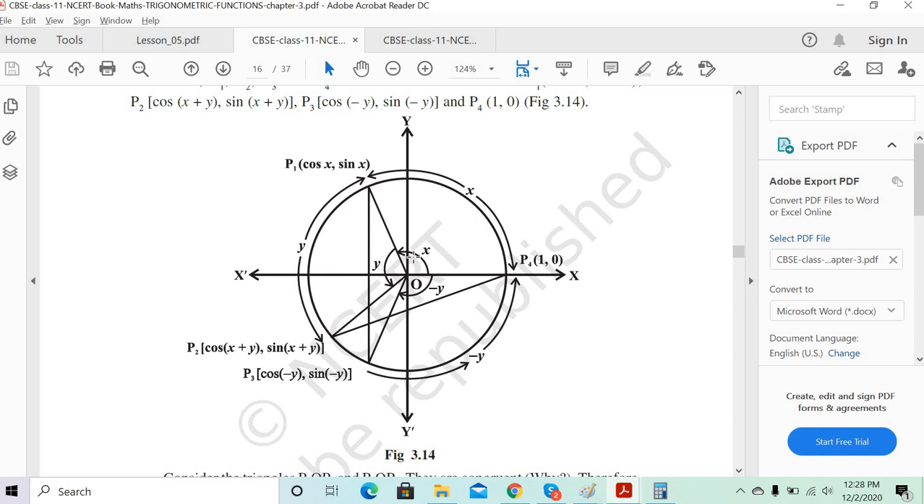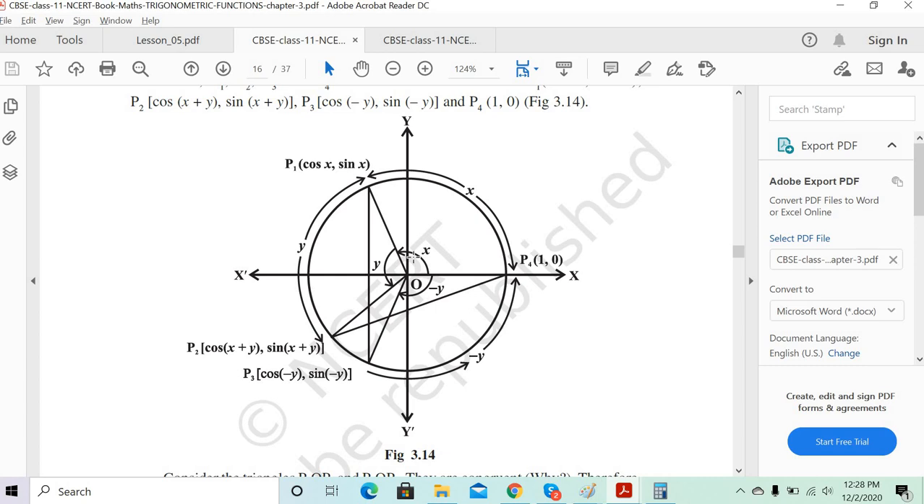Now, in the second part, OP is going in the clockwise direction. See, the arrow is in the clockwise direction. So that's why there's a negative angle, minus y. The angle is the same, y, but since it's going in the clockwise direction, the angle is negative. Now OP is going towards P3. So angle covered is minus y. The x coordinate will be cos of minus y, and the y coordinate will be sine of minus y. Clear?